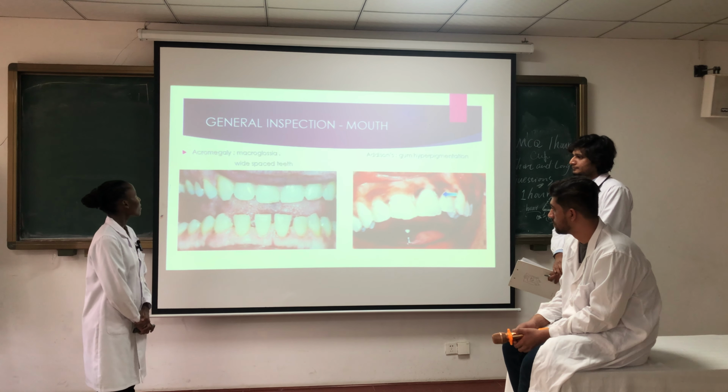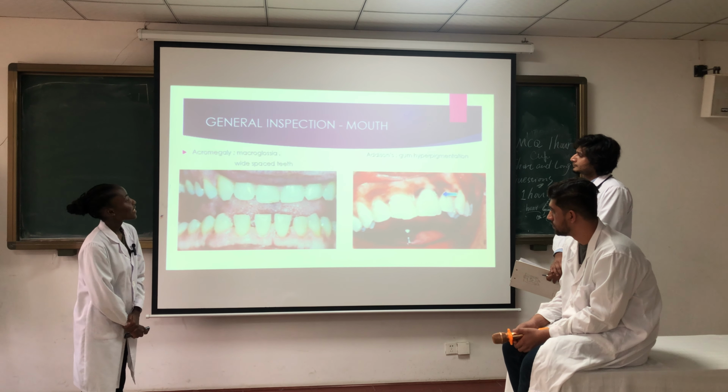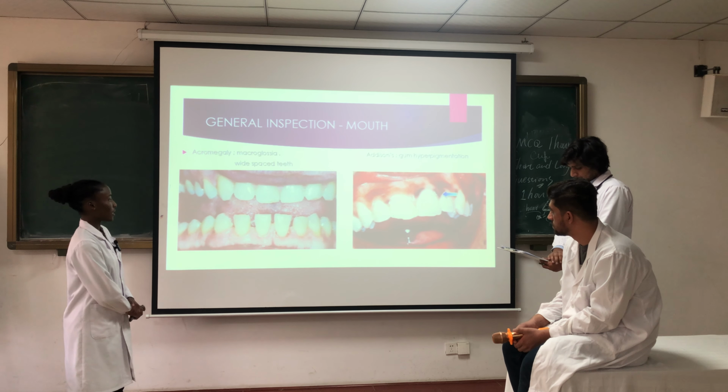General inspection of mouth: in acromegaly, we have macroglossia or wide spaced teeth. In Addison's, you have gum hyperpigmentation. These are the pictures showing you.